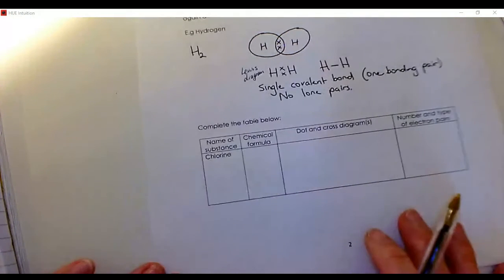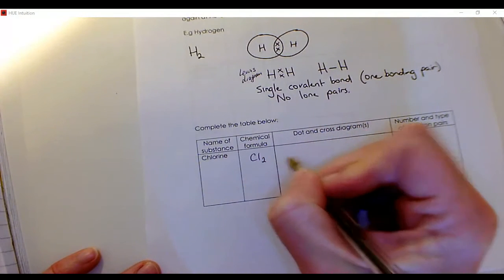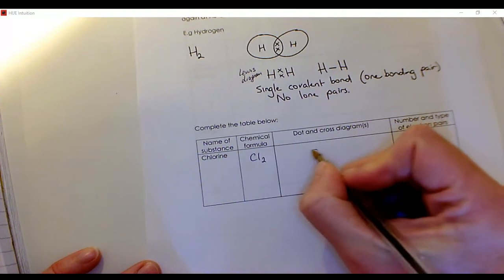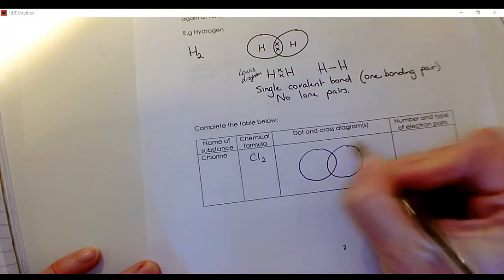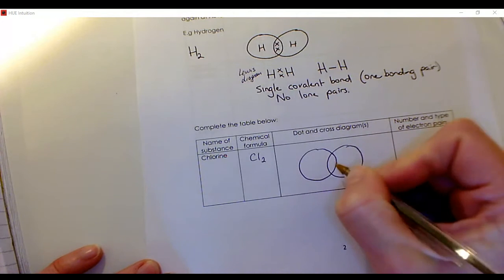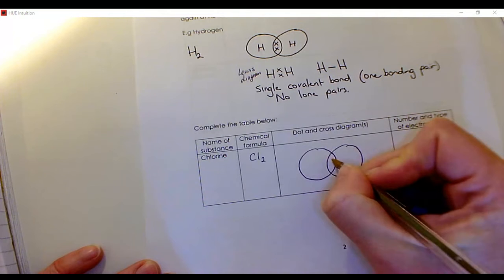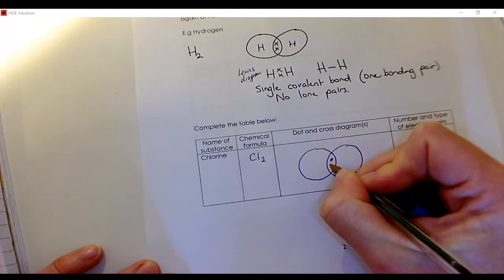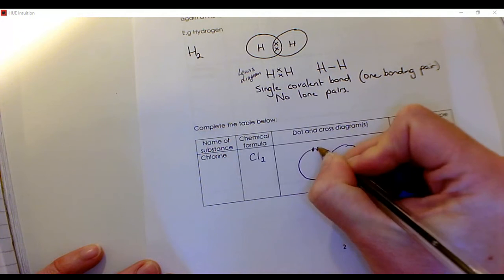So you have chlorine, chemical formula Cl2. Dot and cross diagram: each chlorine atom has 7 electrons in its outer shell. So 7 electrons means that it has 1 unpaired electron, so it'll form 1 covalent bond.